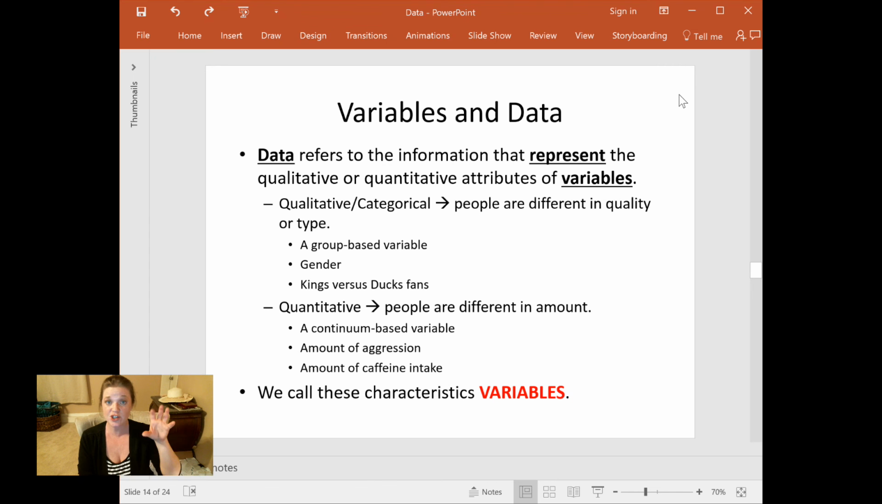Literally, the equations that you can use on data differ depending on whether or not you're shoving people into groups, Kings or Ducks, or you're looking along a dimension. How much caffeine do you drink? If you're asking people to choose, are you this or are you that, this, that, or the other thing, are you a Kings fan, a Ducks fan, a Flyers fan, right?